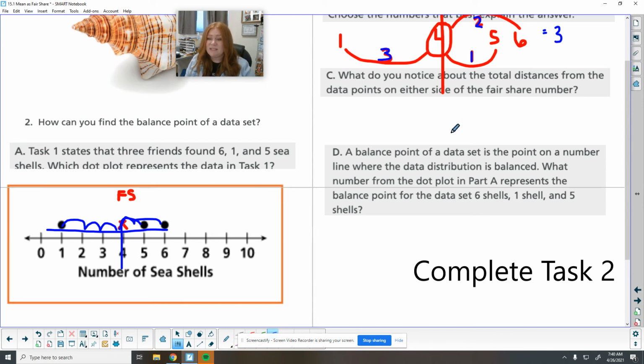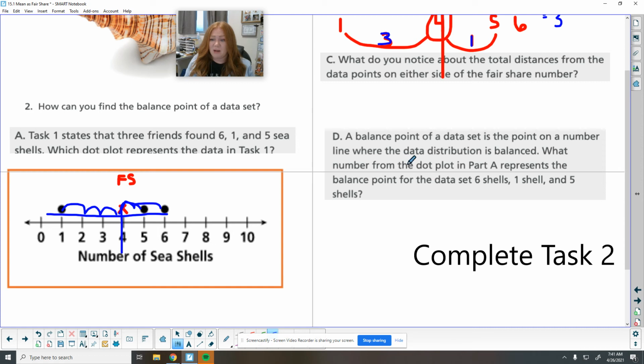A balance point of a data set is the point on a number line where the data distribution is balanced, right? This was balanced 3 away. These were balanced, 1 plus 2 is a total of 3. So to get to our fair share number, everything is balanced on both sides. What number from the dot plot in part A represents the balance point? Our balance point is 4. Our fair share number and our balance point is 4.